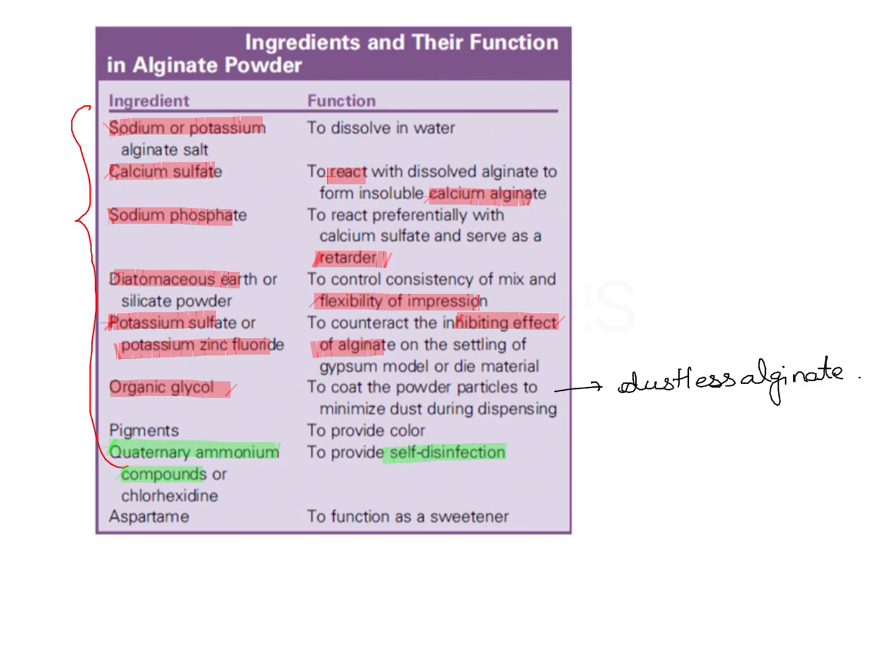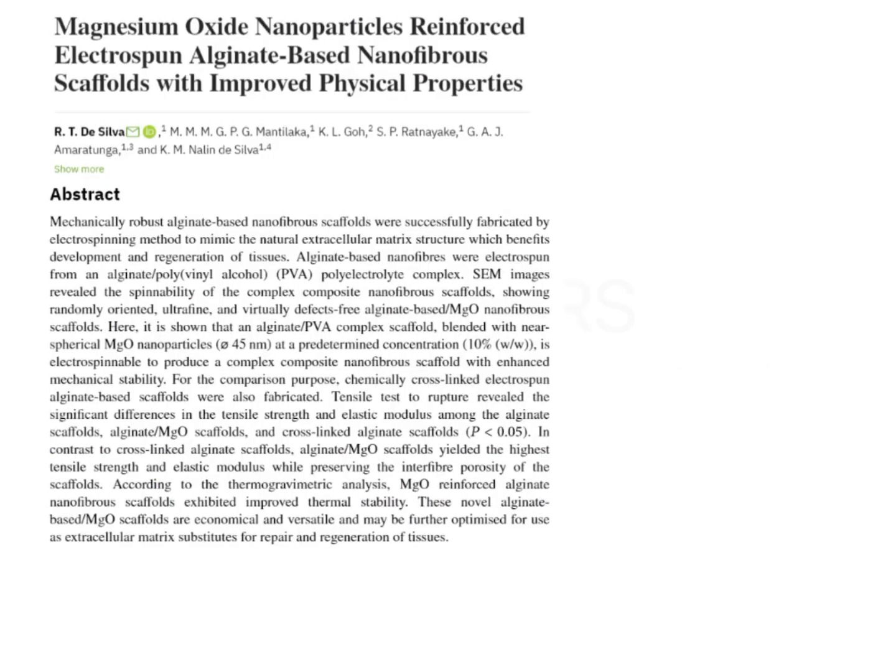Now, coming to the core of the question, magnesium oxide. So, there are a couple of articles that talk about reinforced alginate with the help of magnesium oxide. And these alginate products are basically used as scaffolds in regenerative dentistry, not as impression materials. Okay, so alginate is also used as a medium for introducing some kind of regenerative materials like stem cells or growth factors, etc. So magnesium oxide nanoparticles are useful in that kind of an environment.